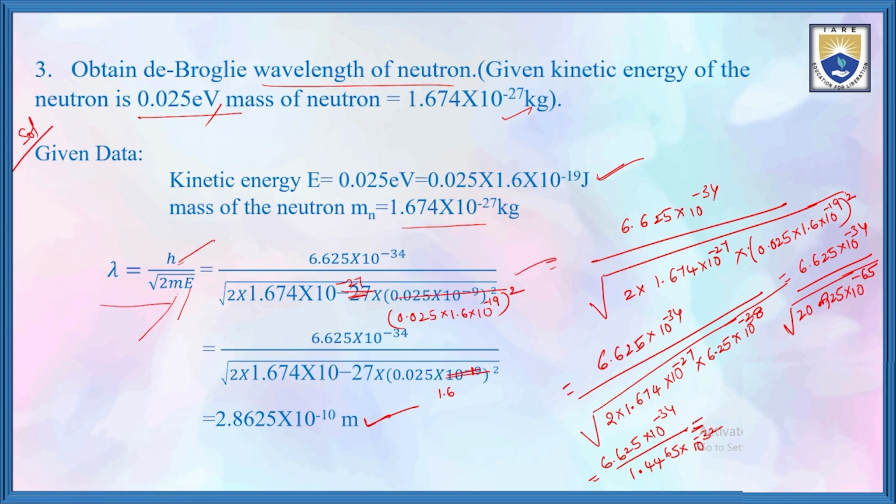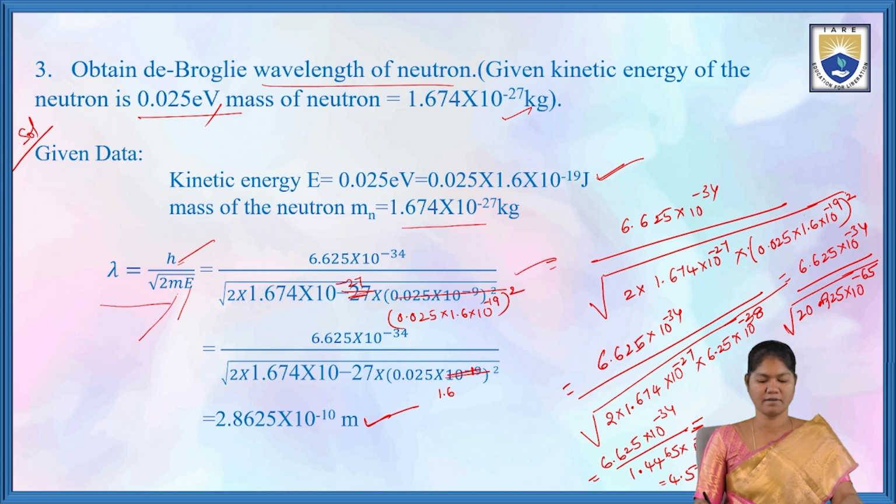So we'll get 6.625 divided by... so 4.5798 into 10 power minus 2 joules. So this is the value which we got.